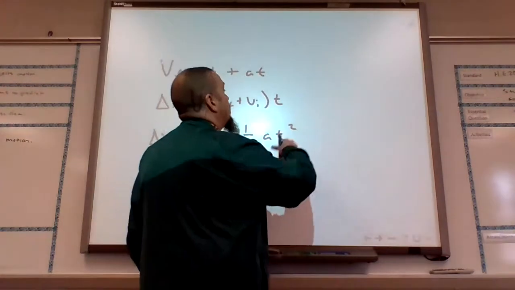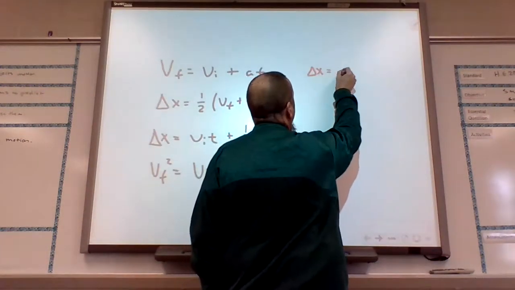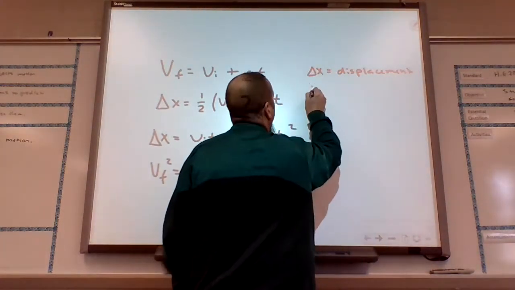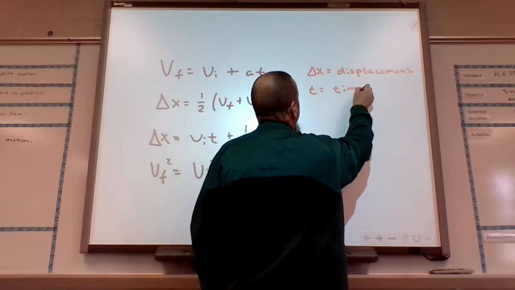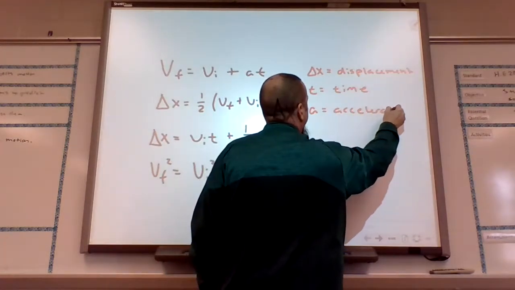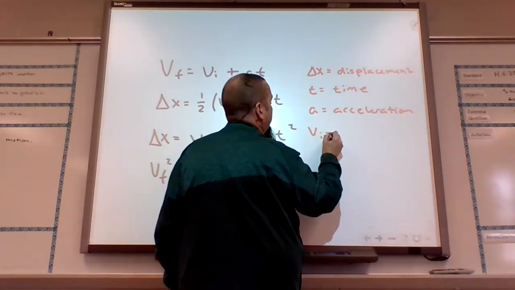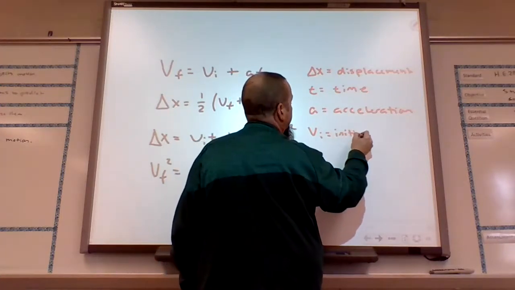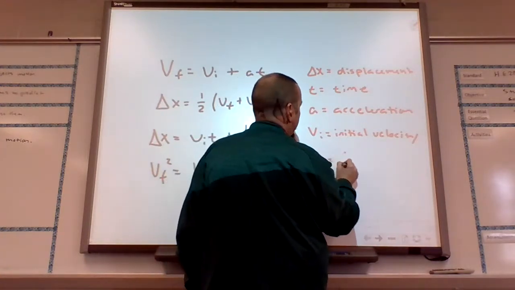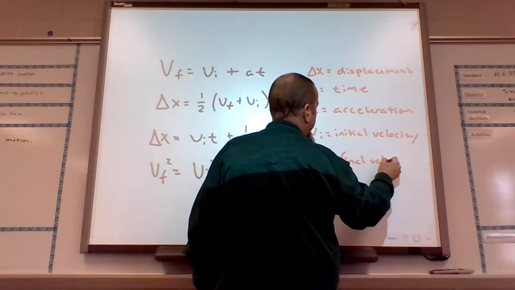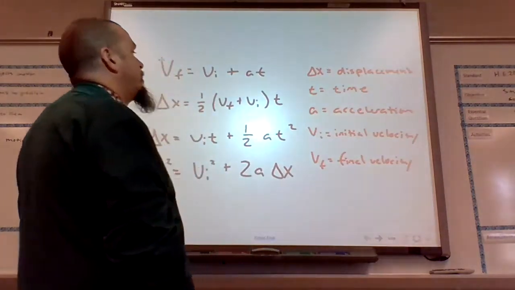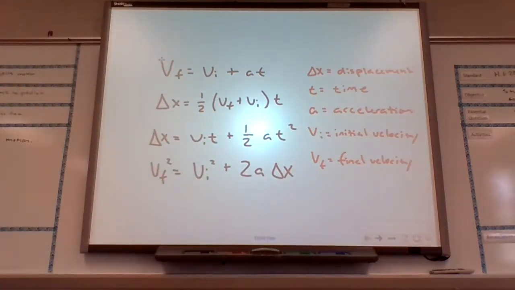In all of these equations, delta x is displacement. T is time. A is acceleration. Vi is initial velocity, or starting velocity. Vf is final velocity, or ending velocity. The velocity you begin at, the velocity you end at. Those five variables are the only variables that are present in the kinematic equations.